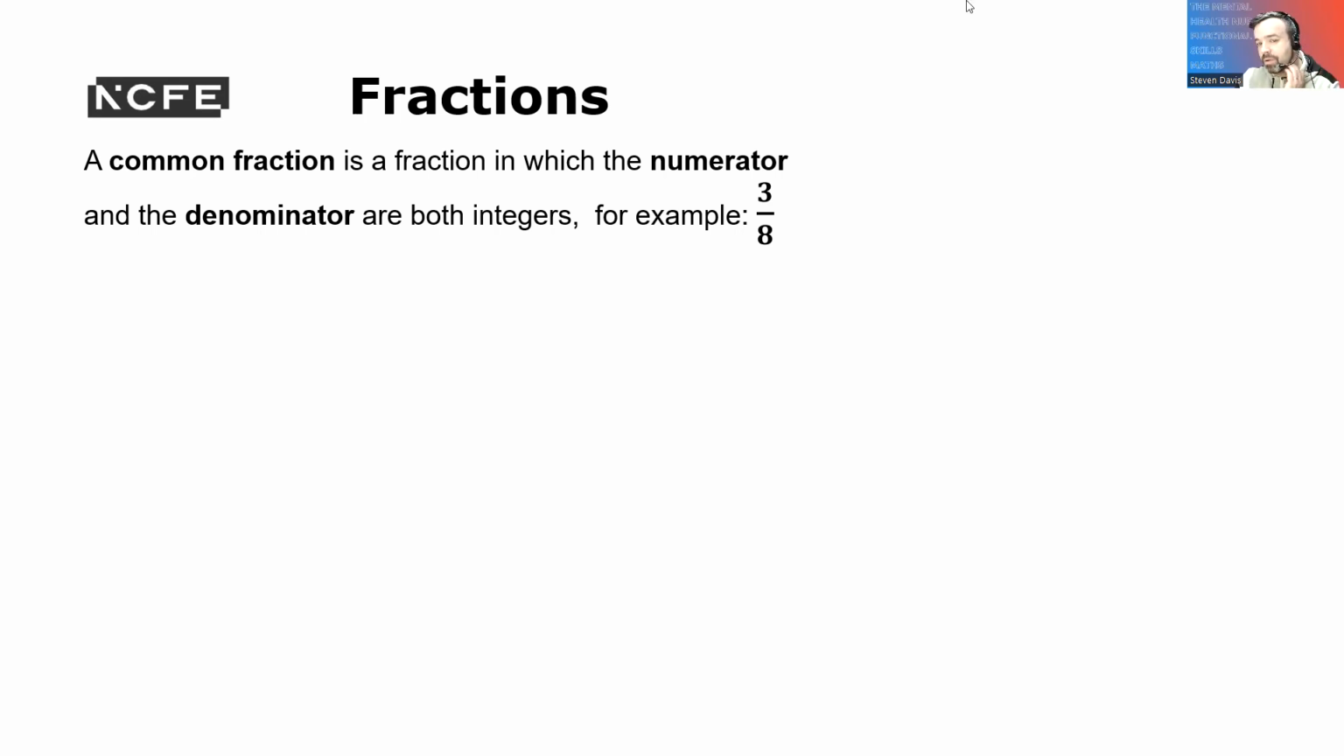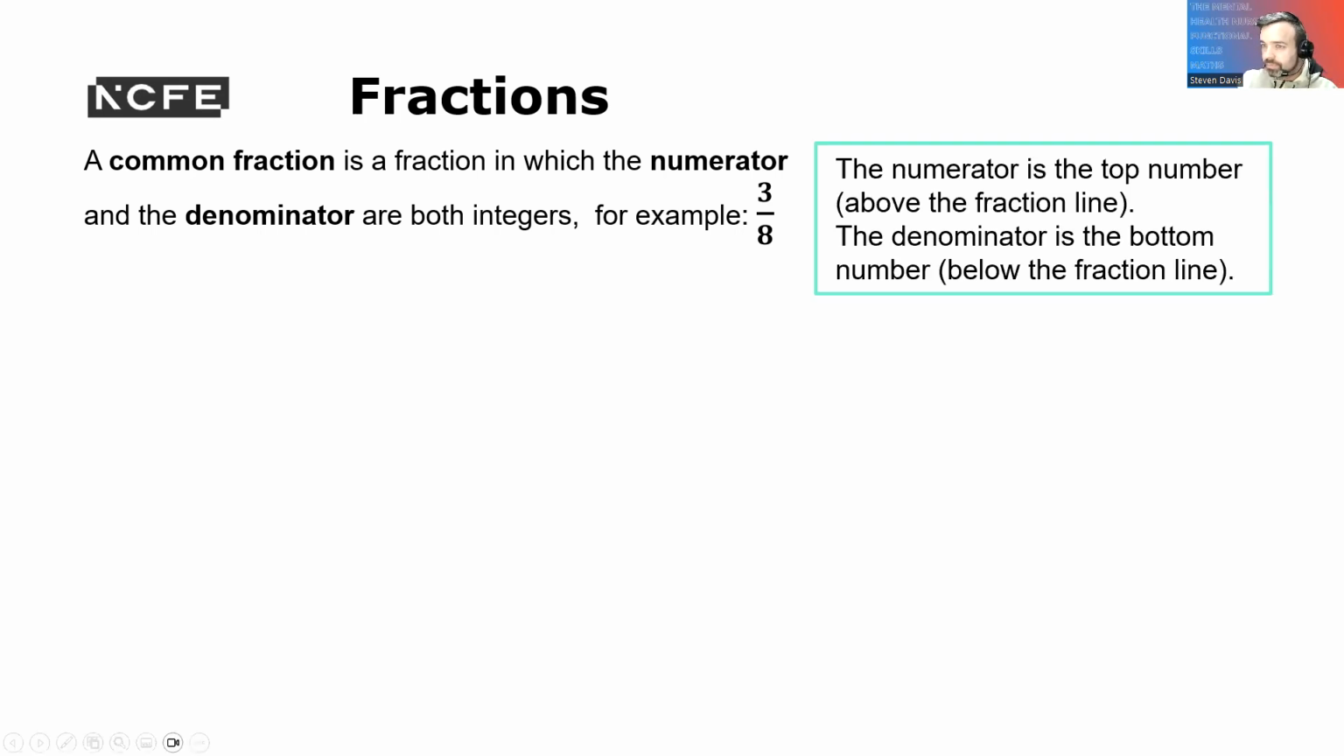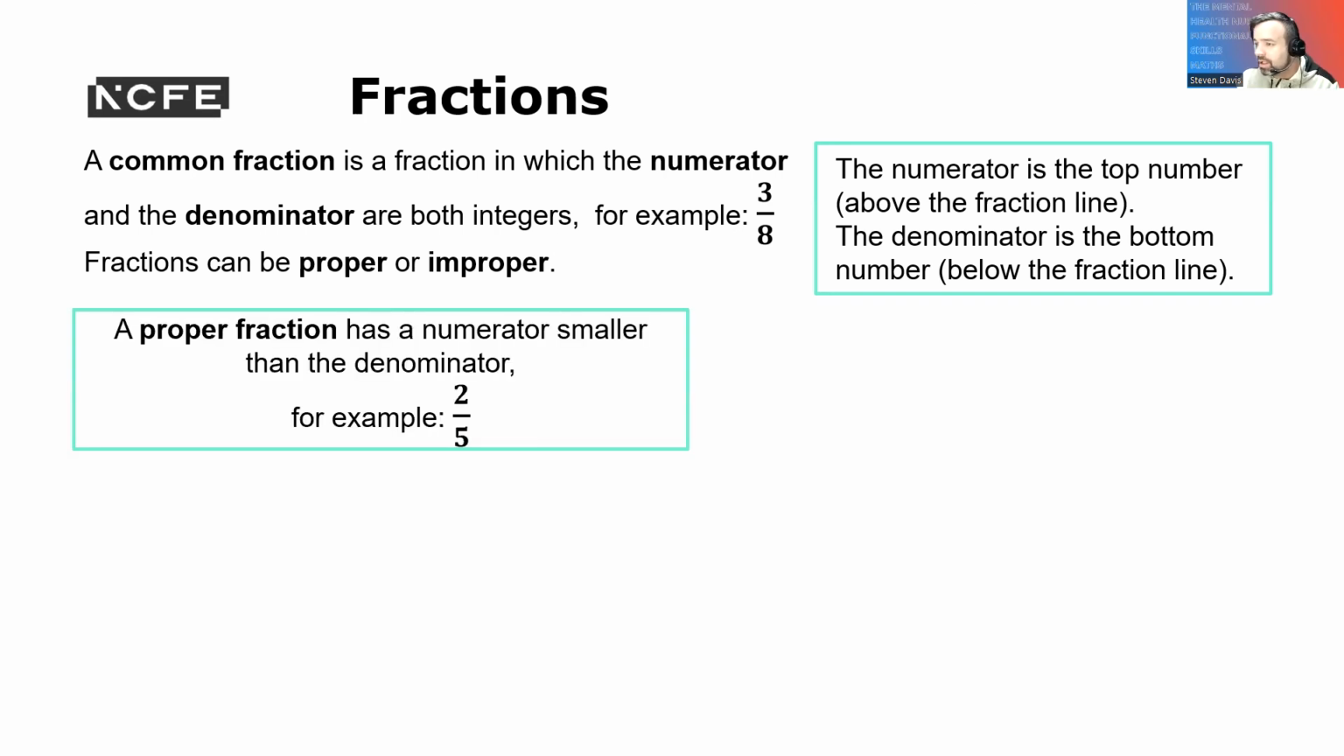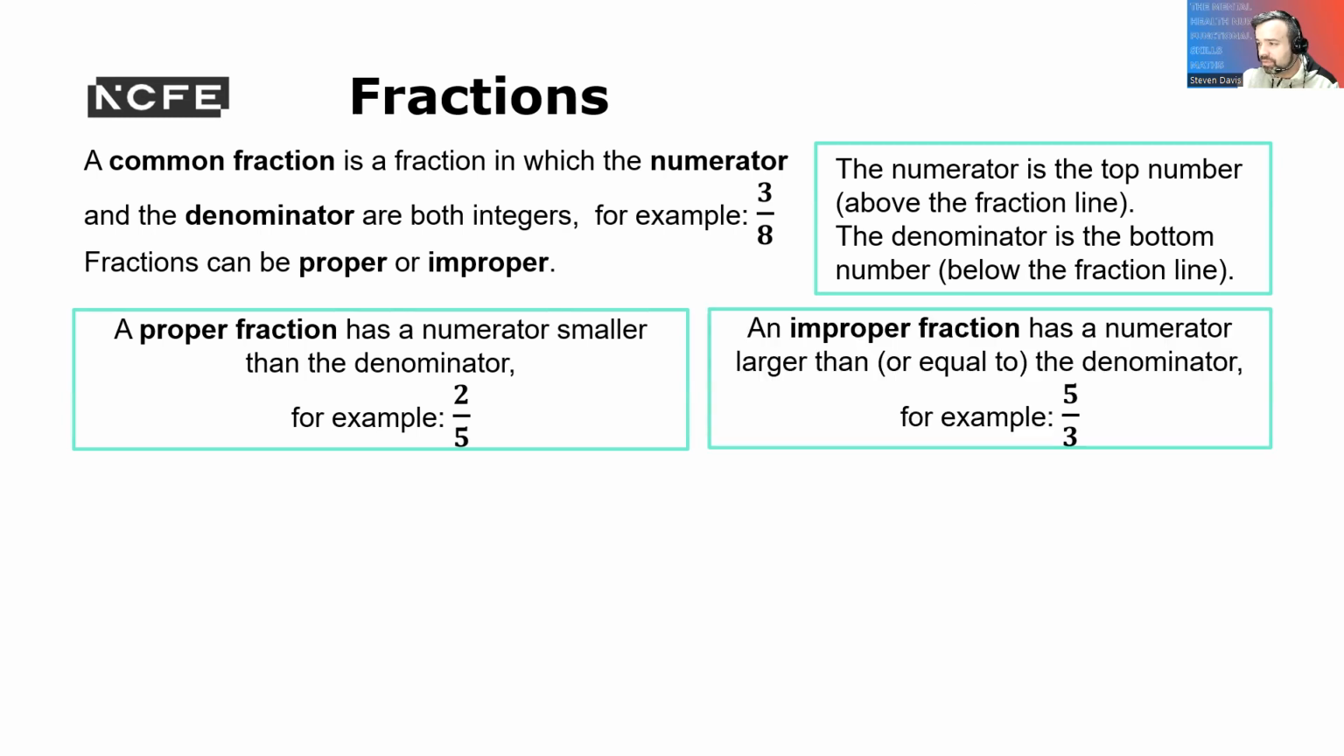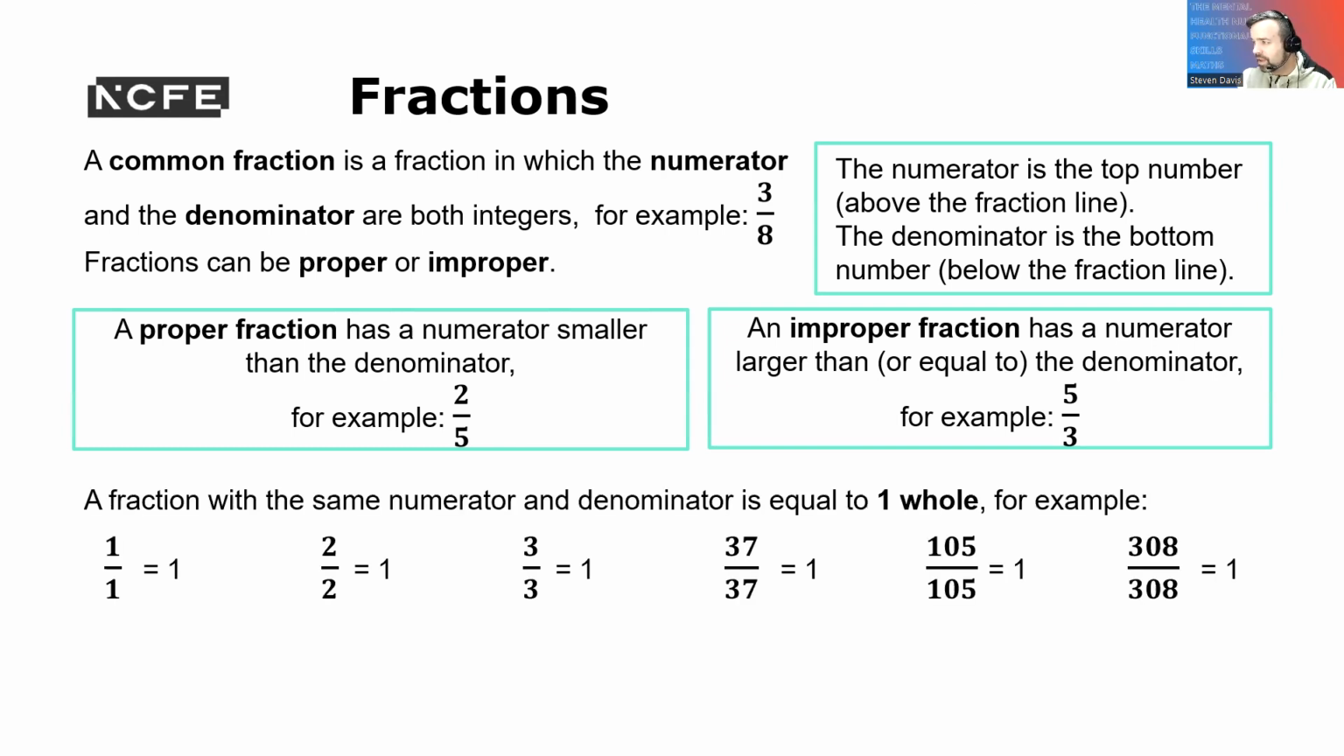So, for example, 3/8 there. The numerator is the top number above the fraction line. The denominator is the bottom number below the fraction line. Fractions can be proper or improper. A proper fraction has a numerator smaller than a denominator, for example, 2/5. An improper fraction has a numerator larger than or equal to the denominator, for example, 5/3.